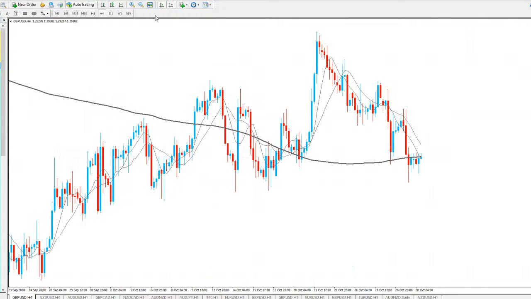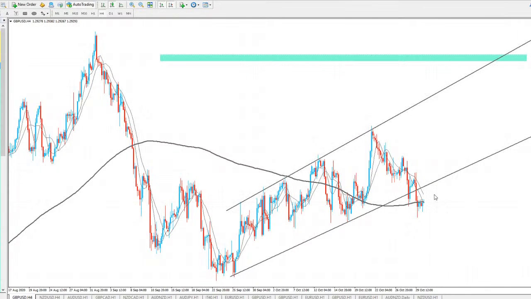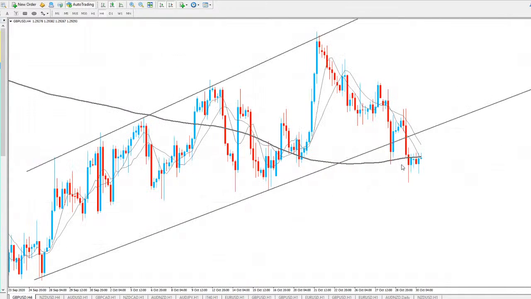GBP USD, this one broke out of our channel. As you can see, connect the lows of price and connect the highs, we had a channel go through the market. You can see we did have a break of that channel. Now price is just hovering around that 200 moving average on the 4H.